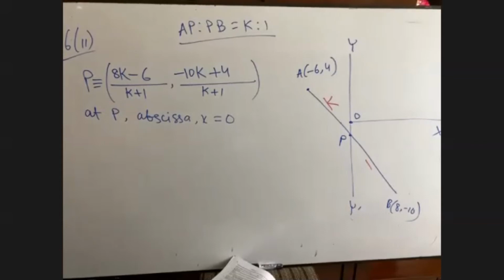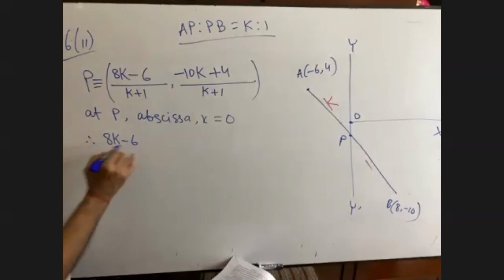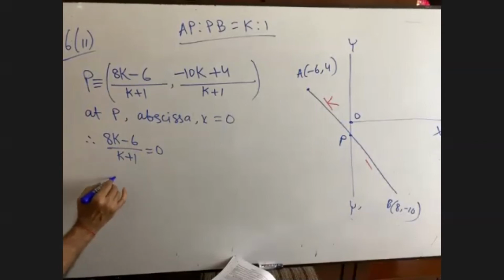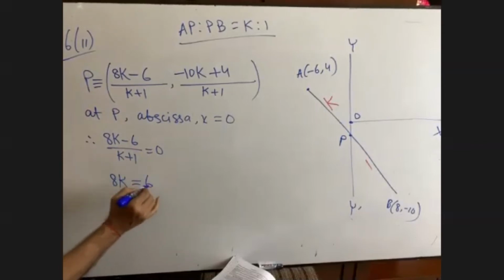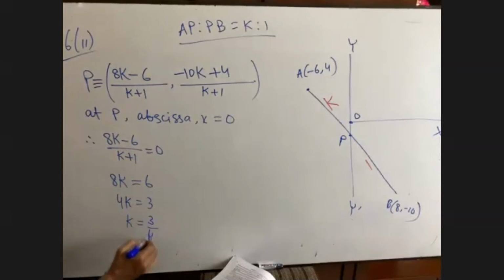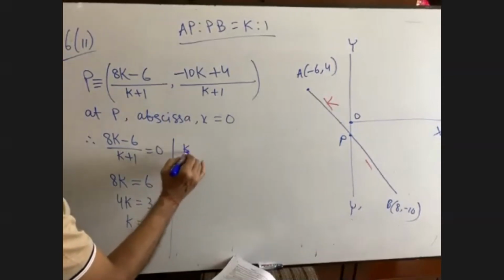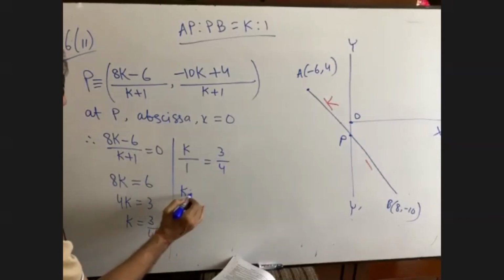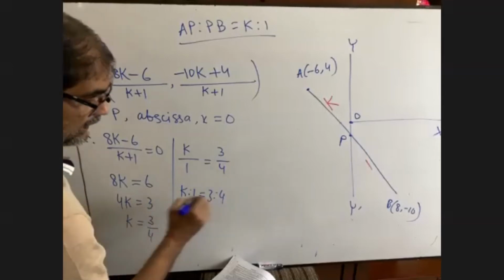Okay, that means we are getting here, this part is 0. 8K minus 6 by K plus 1 equals to 0. That is 8K equals to 6. So 4K equals to 3. So we are getting K equals to 3 by 4. K equals to 3 by 4 means what? K by 1 equals to 3 by 4. That means K is to 1 equals to 3 is to 4. And we are done here.